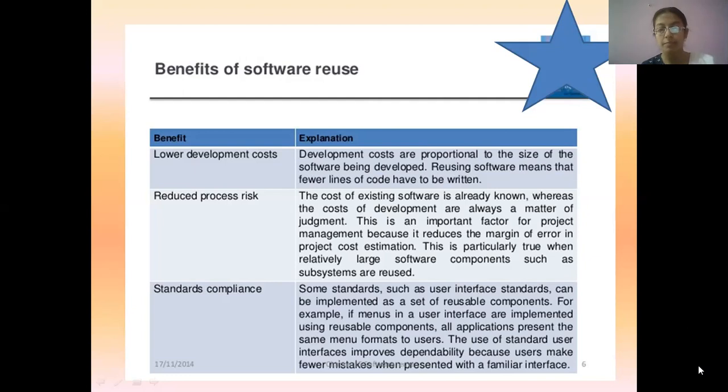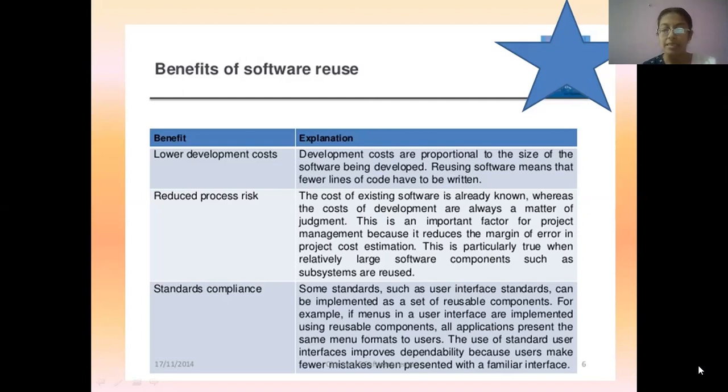Reduced process risk means the risk we faced in our previous development of software and the cost we estimated in that previous development. We are reducing our risk because we are reusing software and components we have already used in the particular previous software, and applying them in our current software. So process risk has already been reduced.